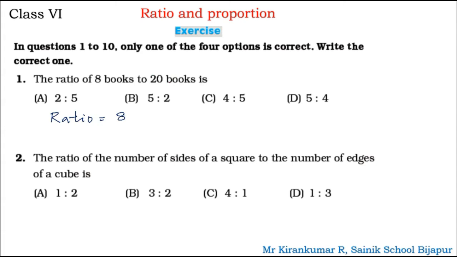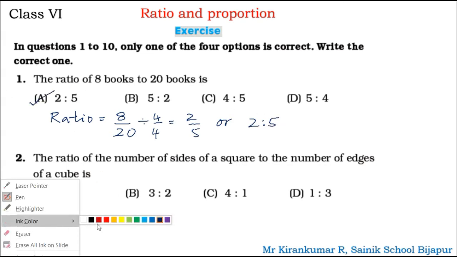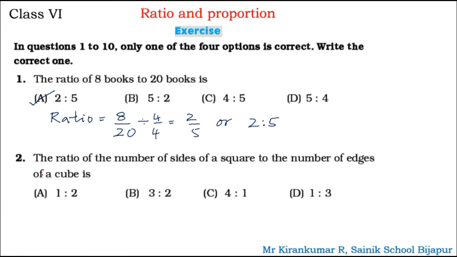It's a ratio between 8 and 20, so 8 by 20. Both the numerator and denominator are divisible by 4. On dividing, we get 2 by 5, or 2 is to 5. So option A is the right answer. Now moving on to question 2.